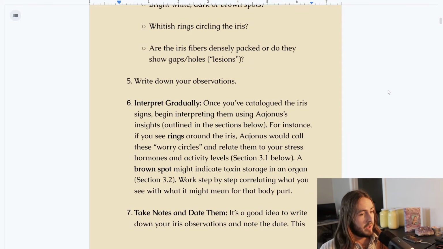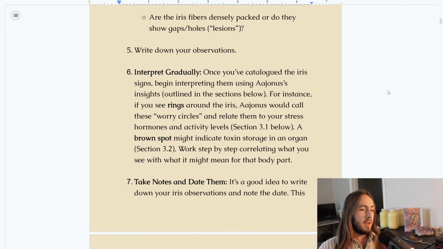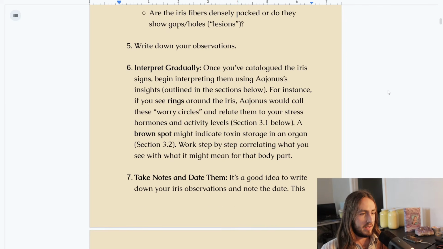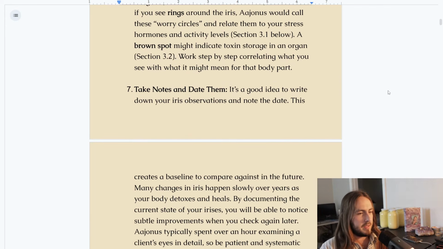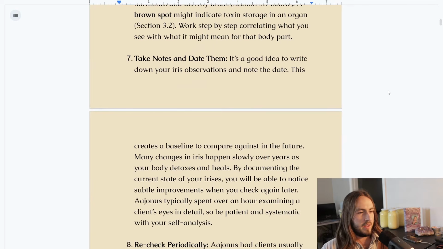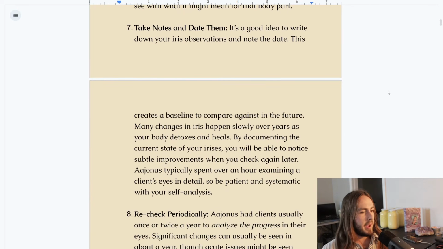And then you can follow Agenus's insights. For example, we're going to get into it later, but the worry circles, they're the activity rings that determine how much you need to exercise. And then just write down everything: what brown spots you see, where they are, and where it would say it is based off of the charts you're using. And then write down the date so you can come back to it in the future.